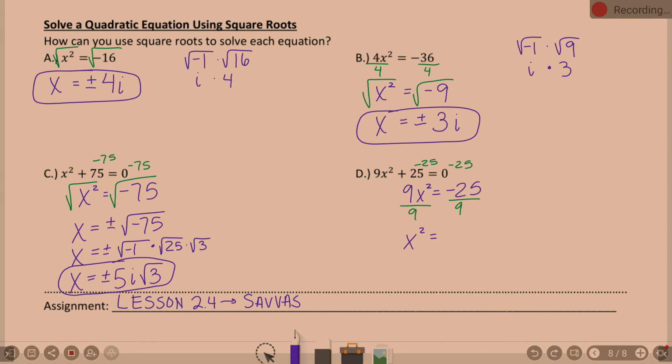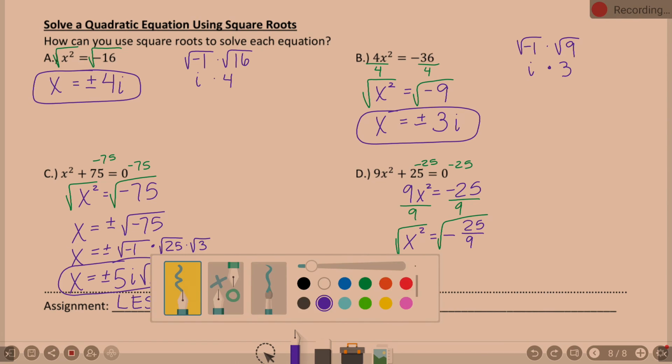Decimal. Okay, it's 2 something, so I'm going to go with negative 25 ninths. You could go the decimal route if you wanted to, but I'm going to go this route. Okay, because this route I'm not having to pick up my calculator. So if it's x squared equals, we're going to take the square root.